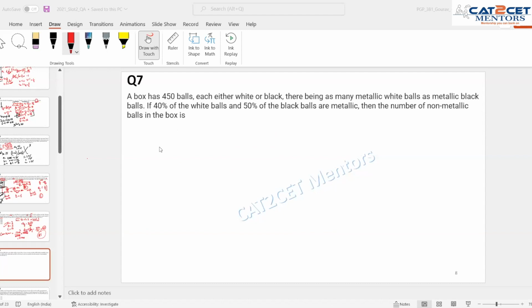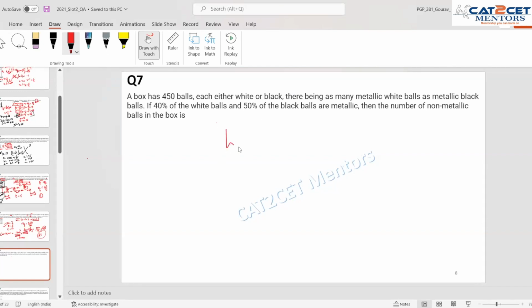Question: we are given a box has 450 balls, each either white or black, there being as many metallic white balls as metallic black balls. If 40% of white balls and 50% of black balls are metallic, then the number of non-metallic balls in the box is. Okay guys, very simple question. We will make a 2x2 matrix and then solve it, where we know that two cells hold equal value.